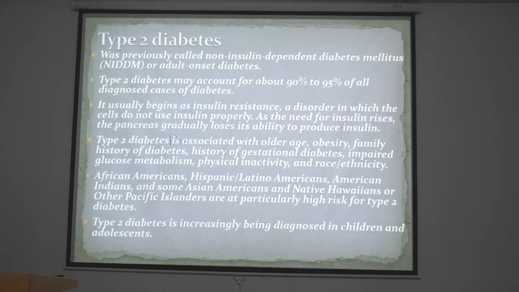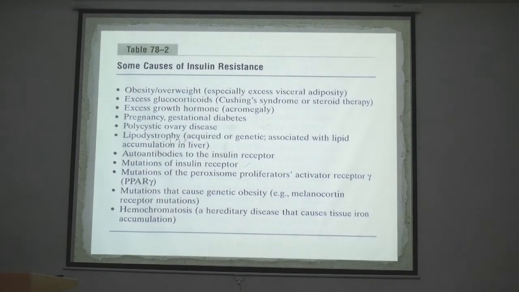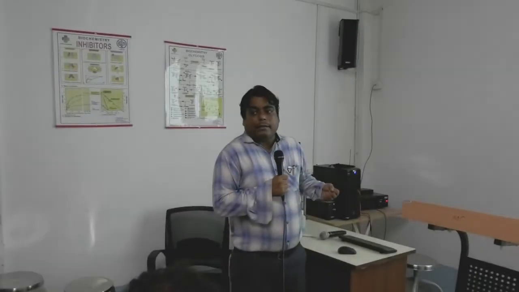Type 2 diabetes is increasingly being diagnosed in children and adolescents. Now some causes of insulin resistance. You note this, it is very important for all of you. Obesity, overweight, especially excess visceral adiposity. When the person has more weight due to consumption of food and less exercise, less physical work, then sedentary lifestyles. So all these are the causes of insulin resistance.